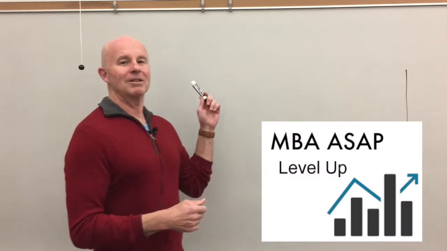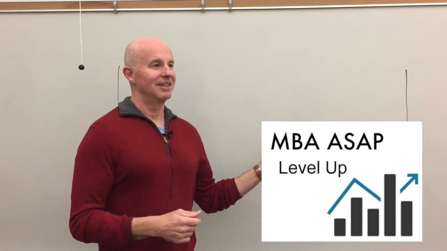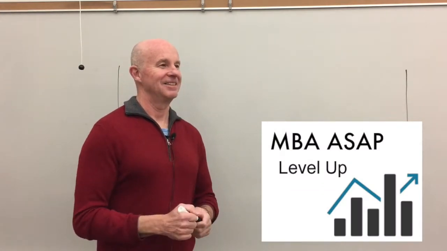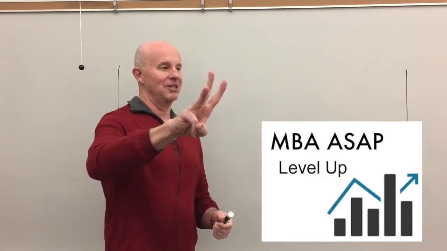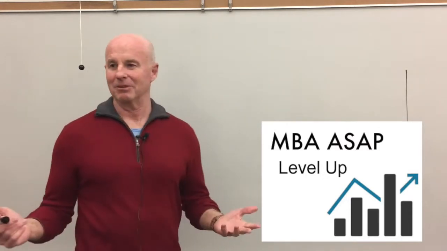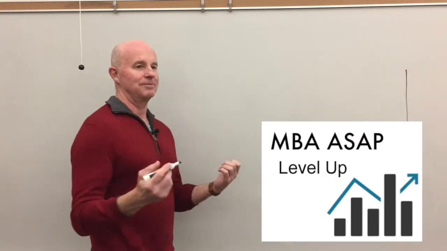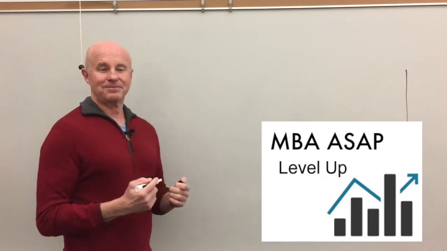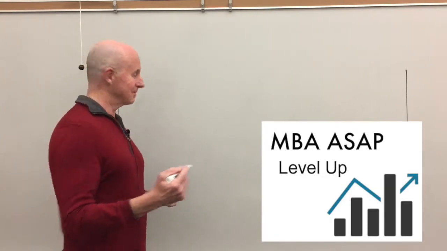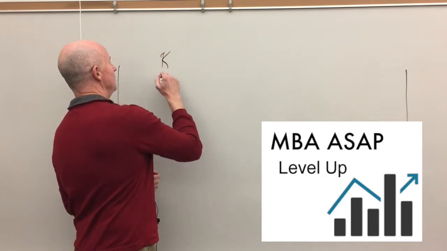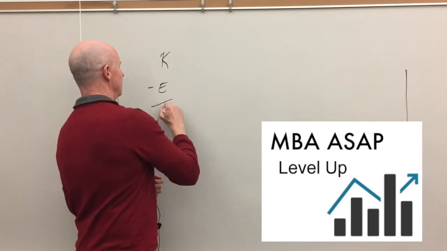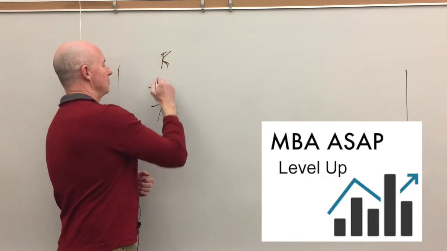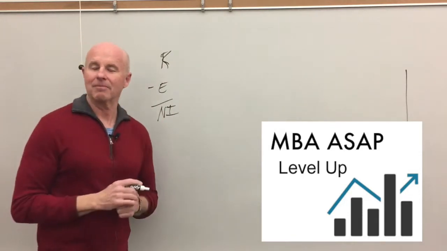From last time, what did we learn? Income statements. Right. There's 3 financial statements, and we talked about the income statement, right? And the income statement is what? Revenue minus expenses equals net income. Exactly. Revenue minus expenses equals net income. And we talked about these 3 parts of it and all that kind of stuff.